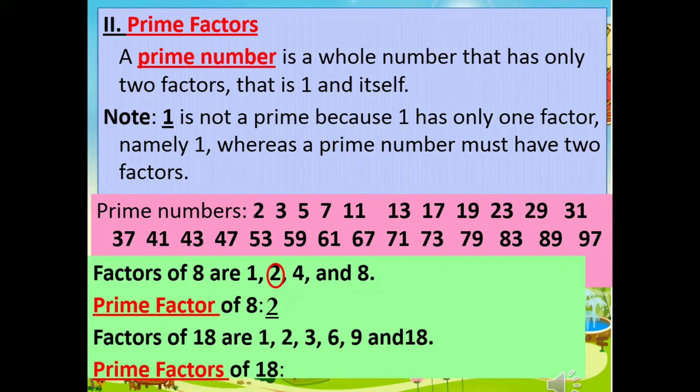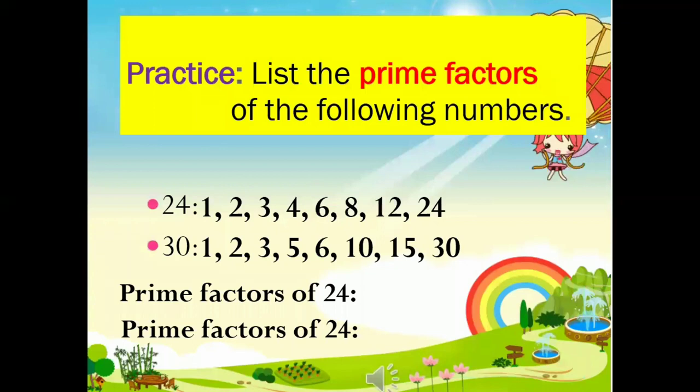How about 18? What are the prime factors of 18? Here we have the list of the factors of 18. Now, which are prime numbers? We have 2, 3. Okay, no more. So the prime factors of 18 are 2 and 3. Okay, another. What are the prime factors of 24? Here are the factors of 24. Which are prime numbers? We have 2, 3. Okay, no more. So the prime factors of 24 are just 2 and 3.